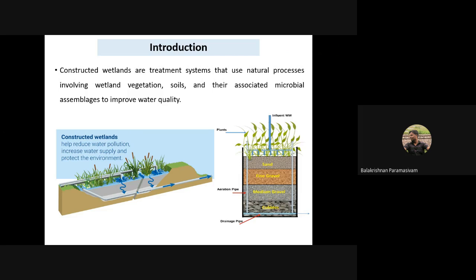So that is a natural wetland. If it is in a fresh water setting, it will be called a wetland. Suppose it is near a coastal area, it will be called a marshland. In Chennai we have a marshland. Pallikaranai is one of the marshlands. So if it is near a fresh water source, it will be called a wetland, and if it is near saline water, it will be called a marshland.